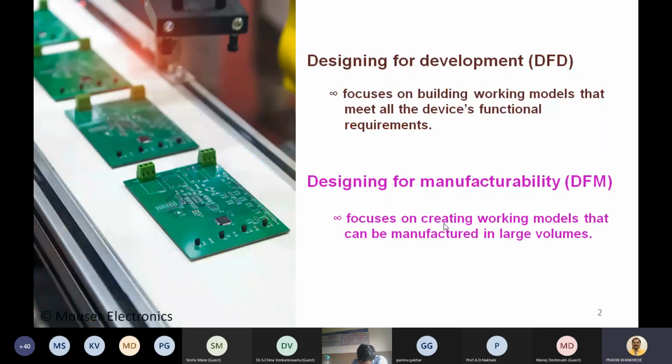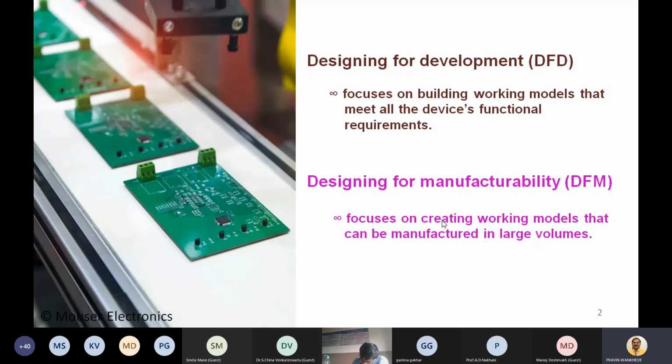So we'll start with what the different types of designing are. Mostly electronics engineers work on their great ideas, and they convert those ideas into great products. Then these great products they develop in either of two forms: one is designing for development and the other is designing for manufacturability.